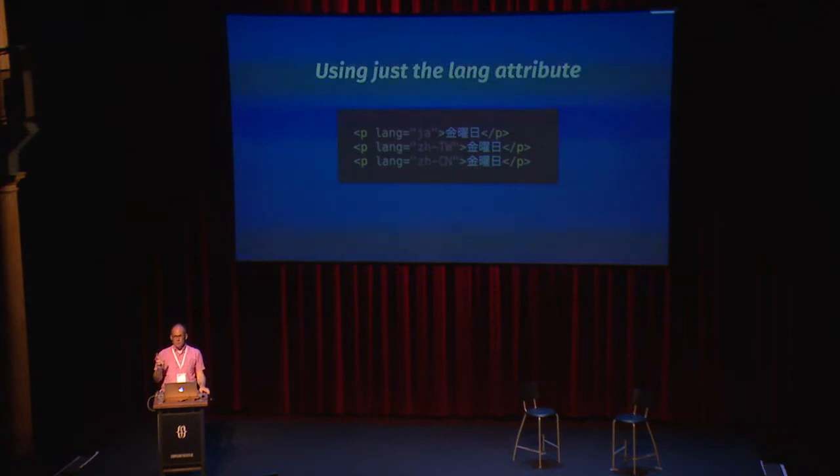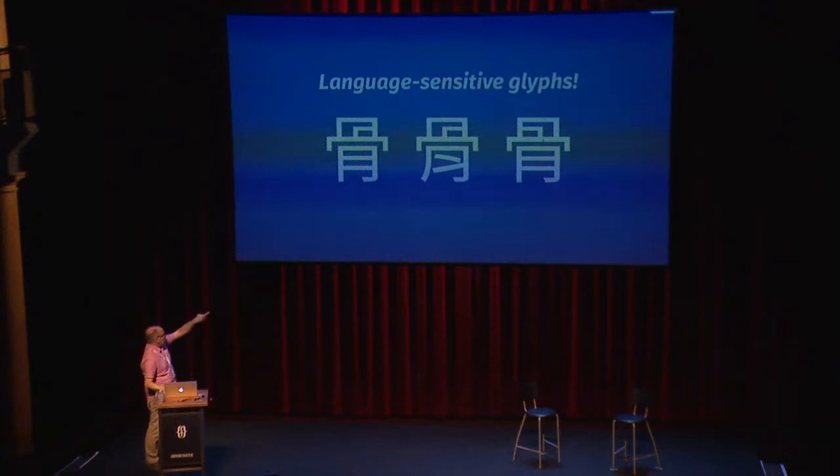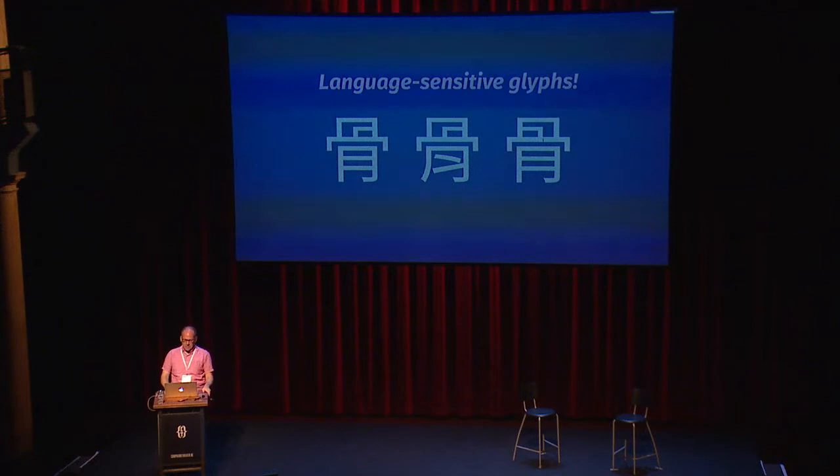And this is another example of how these variations occur. Very subtle, but these are very important to these people in these locales that the glyphs need to look this way. If you show a Japanese user a Chinese glyph, they think, oh, what's this? This is kind of a Chinese font.